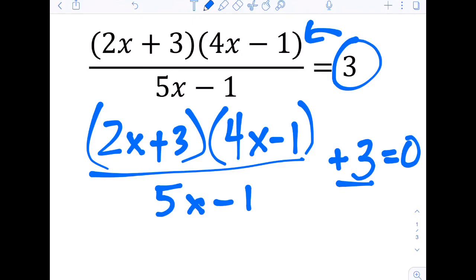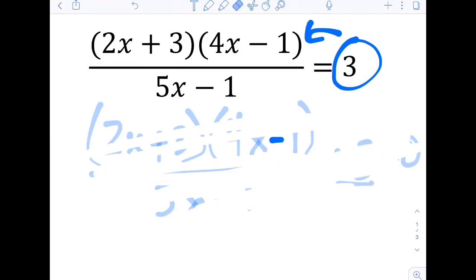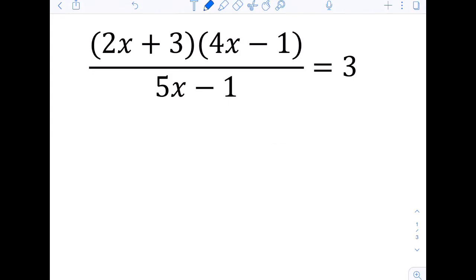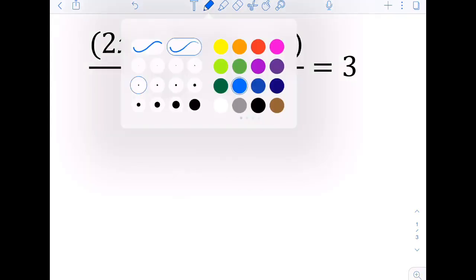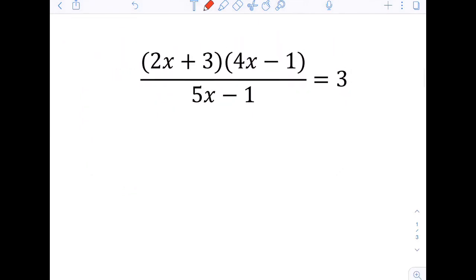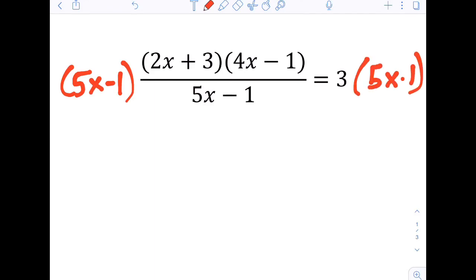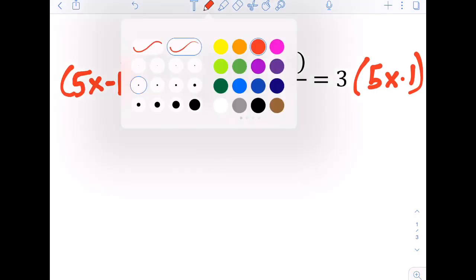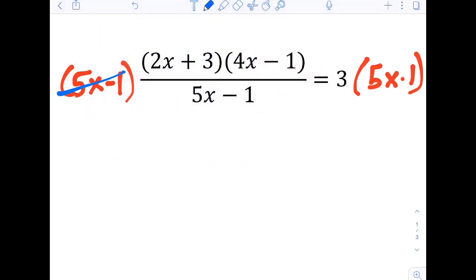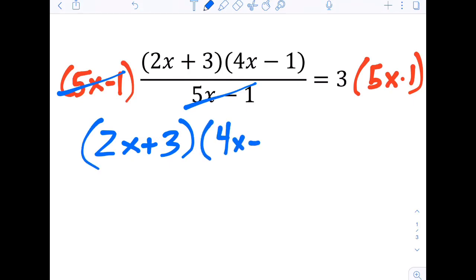A little bit of a faster way to work with that one would be to take our equation and just say, well, let's take the left side, multiply it by 5x minus 1 in order to get rid of that denominator, and multiply the right side by 5x minus 1. That was a trick that we learned back in grade 9 about how to get rid of fractions. Just multiply both sides by whatever the denominator is, because that will cancel out over here. That'll leave us with 2x plus 3 and 4x minus 1 on the left side. On the right side, when I distribute 3 into that bracket, I'm going to have 15x minus 3.